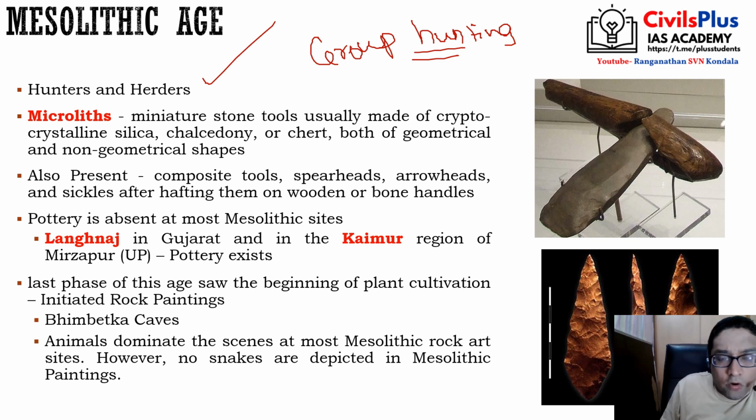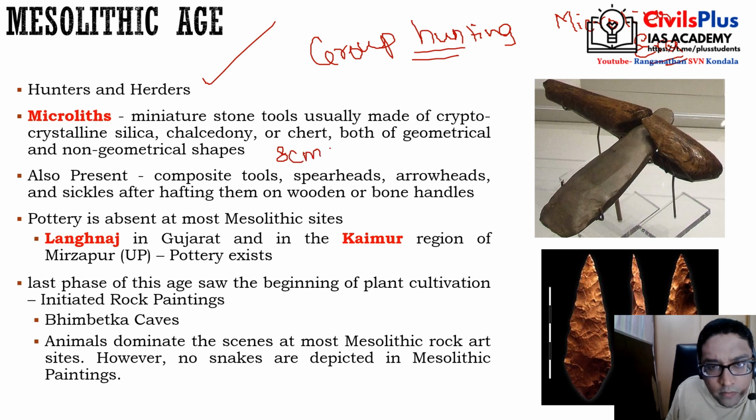Mesolithic era is also called the microlith era. That is because of the miniature tools which are found here. Miniature tools, I mean, these are small tools of almost 8 centimeters. Microliths are basically miniature tools, mostly made of chert and silica.